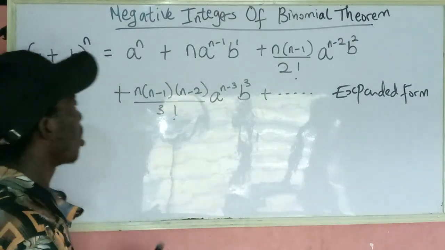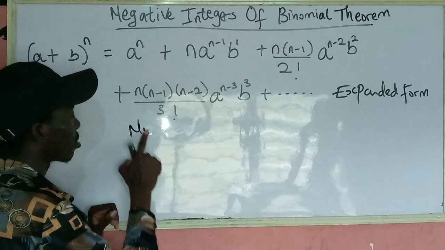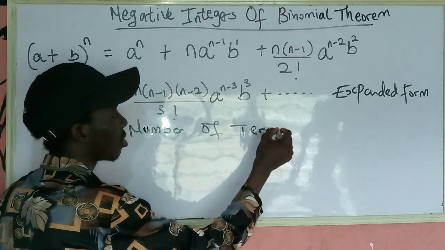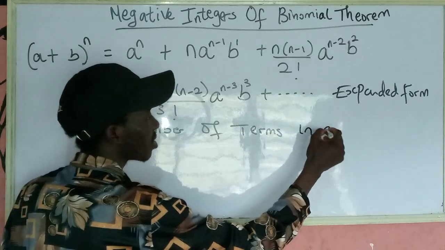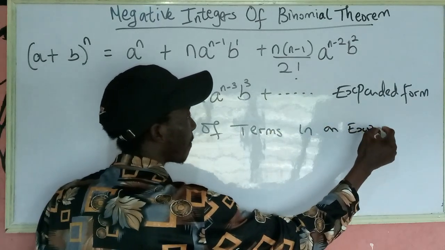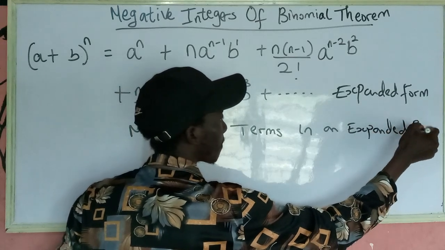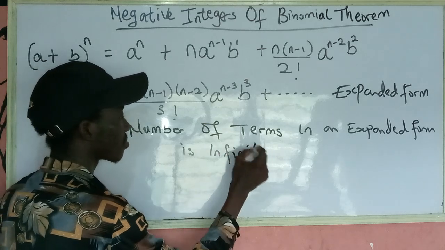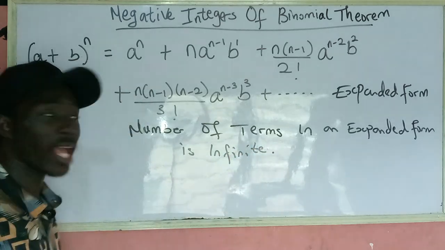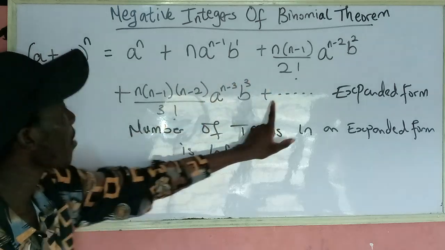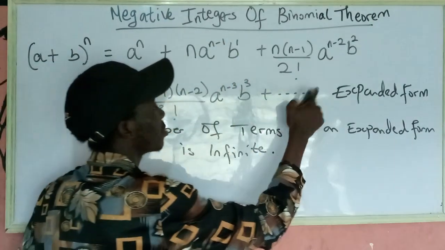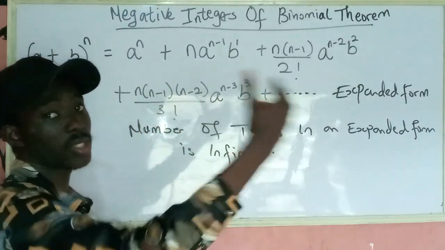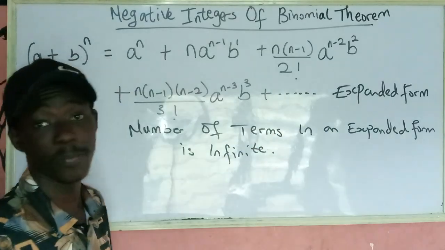And let me say this. The number of terms in an expanded form is infinite. That means the number of terms continues to infinity. You can see the dots; all these dots go on to infinity, because they are an infinite number of terms.